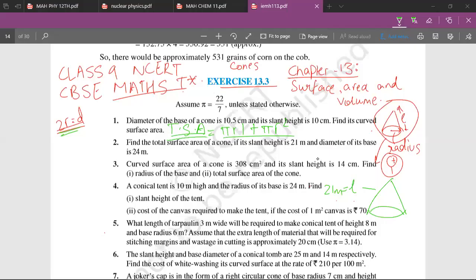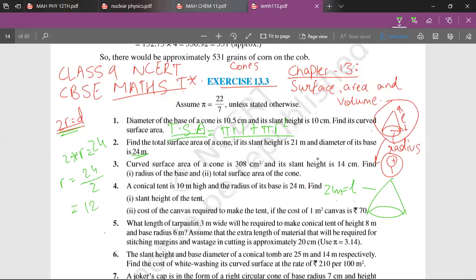So 2 into r, we have as yet not calculated the value of r, so we'll assume it as r. Or you could preferably choose any other alphabet, but in this question I'll use r. So d is equal to 24 meters, and r is equal to 24 divided by 2, which is, boom, 12.